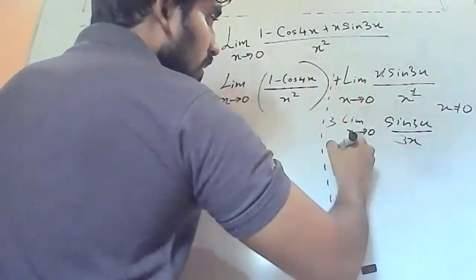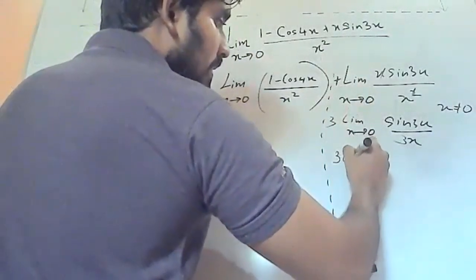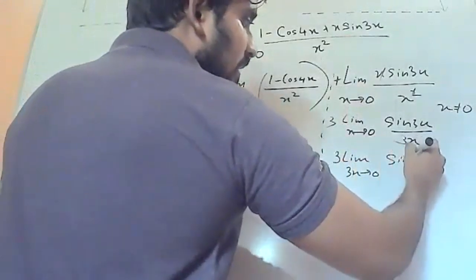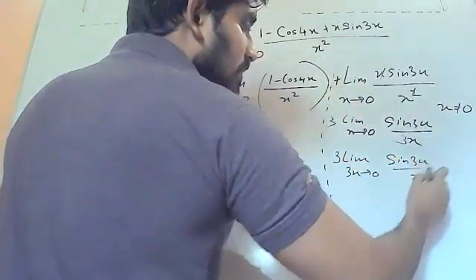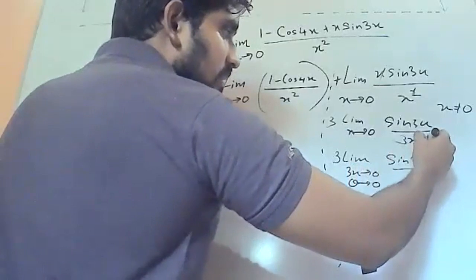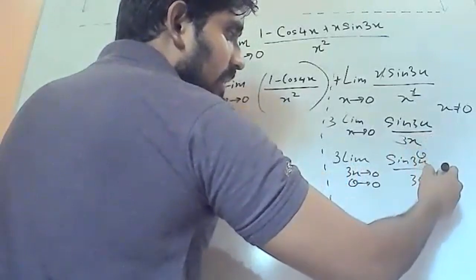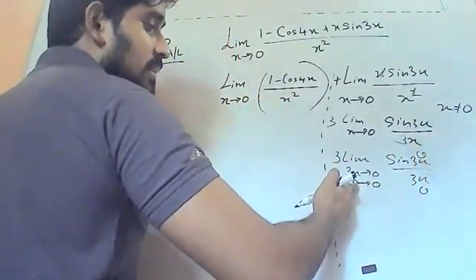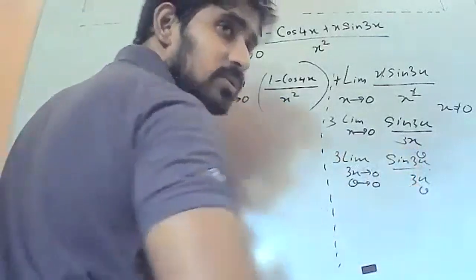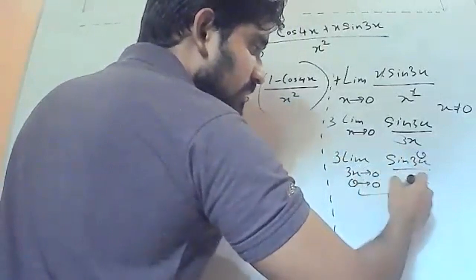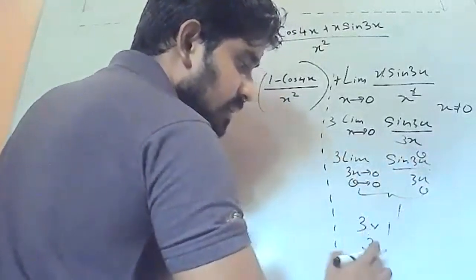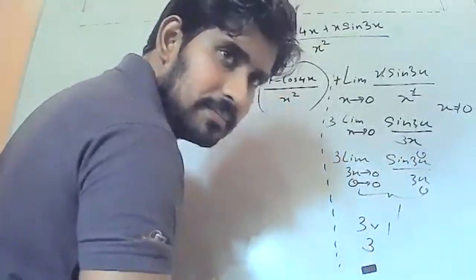So this part we can continue. 3 times limit 3x goes to 0, sin 3x divided by 3x. This is the same as limit when theta tends to 0, sin theta divided by theta. This is no problem. The answer for this would be 1, but it is 3 times 1. So the answer up to here is 3.